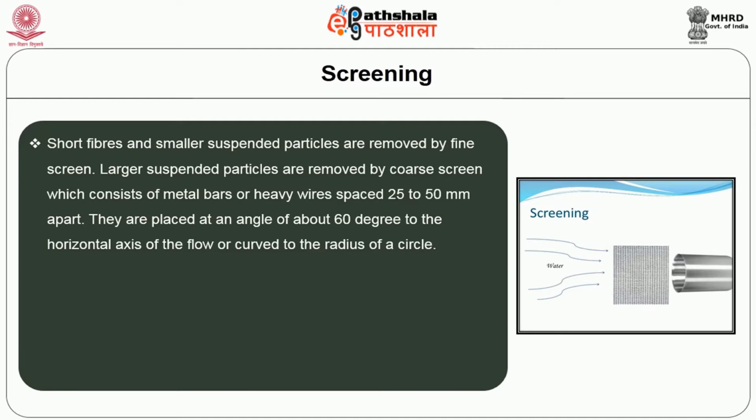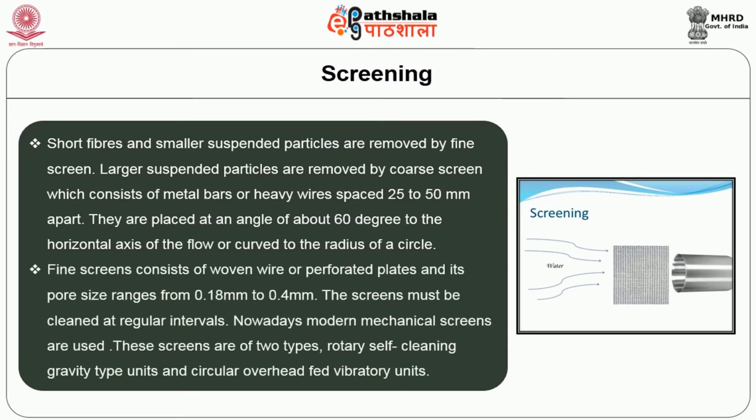Larger suspended particles are removed by coarse screen, which consists of metal bars or heavy wires spaced 25 to 50 mm apart. They are placed at an angle of about 60 degrees to the horizontal axis of the flow or curved to the radius of a circle. Fine screen consists of woven wire or perforated plates and its pore size ranges from 0.18 mm to 0.4 mm.